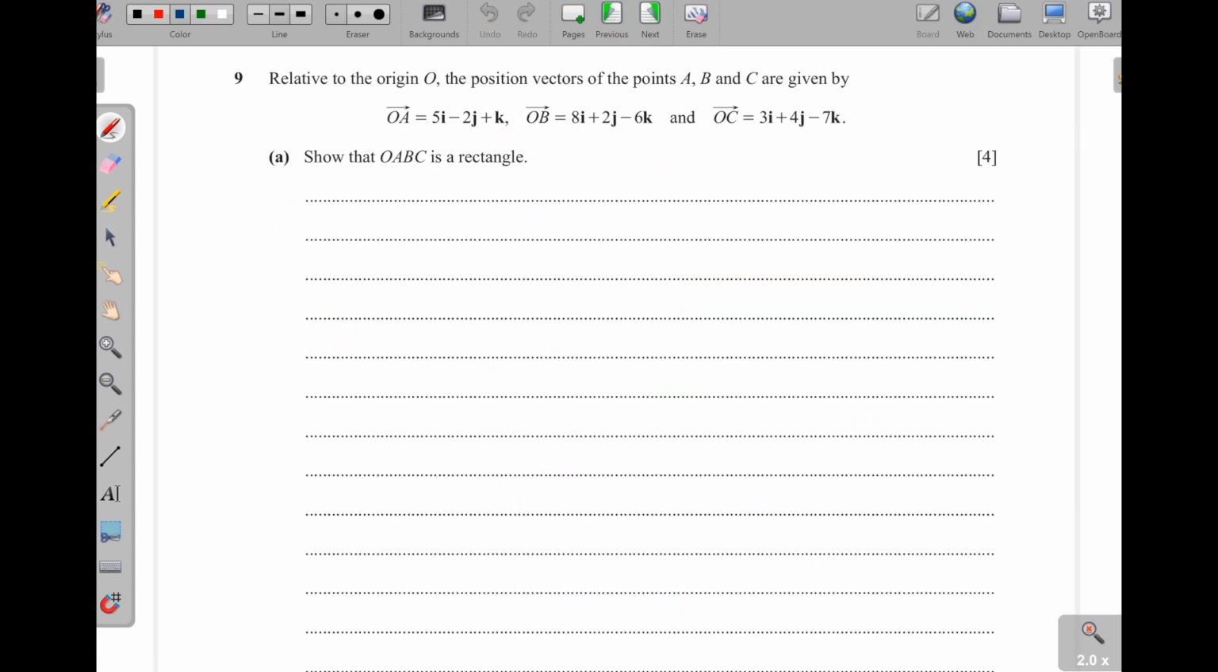Question 9 is coming from vectors relative to the origin O. The position vectors of points A, B, and C are given here. Part A: show that OABC is a rectangle.